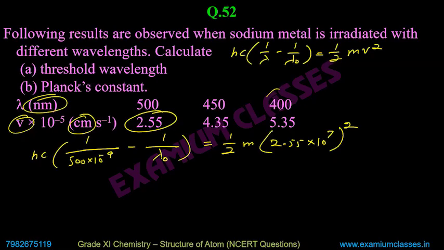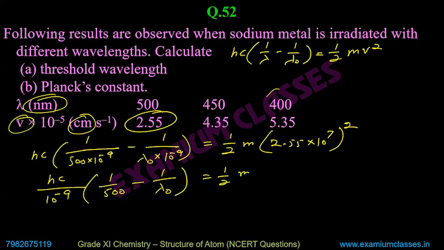If lambda naught is also in nanometers, then it will be lambda naught into 10 to the power minus 9. If it is in nanometer, 500 into 10 power minus 9; if lambda naught is also in nanometer, lambda naught into 10 power minus 9. So we will consider lambda naught here in nanometers, and we converted that to meters by multiplying by 10 power minus 9. Why did I do that? Because it will help me to take 10 to the power minus 9 common, and now it will be easier. 1 by 500 minus 1 by lambda naught equals 1 by 2 m into 2.55 into 10 to the power 7 whole square.